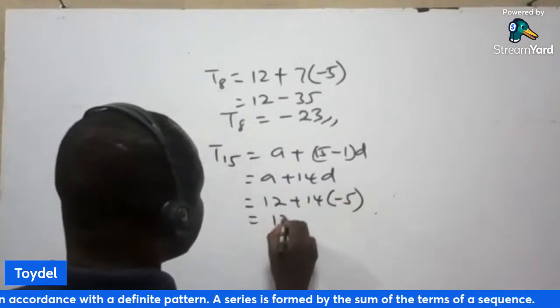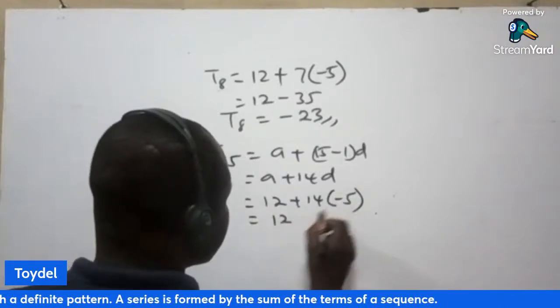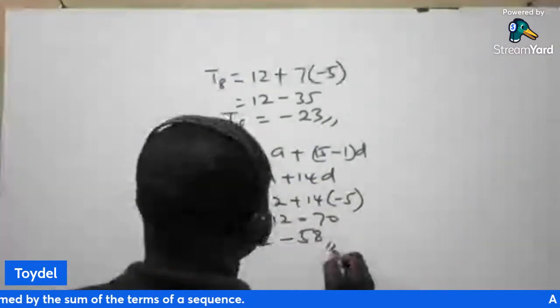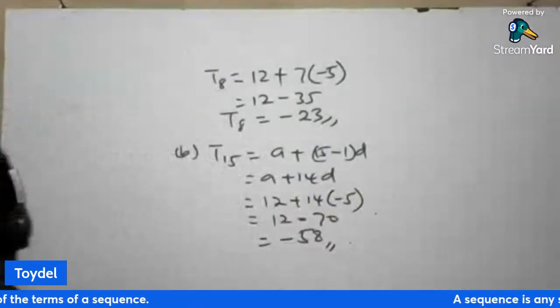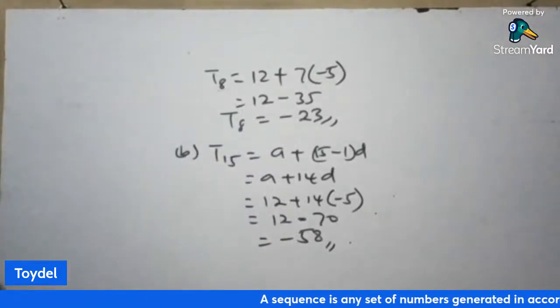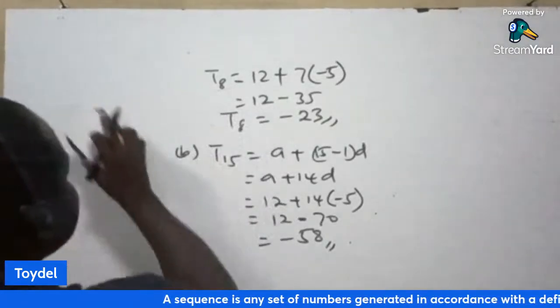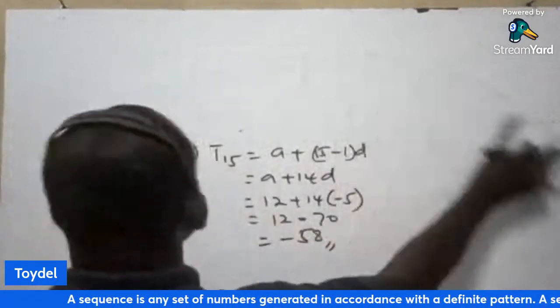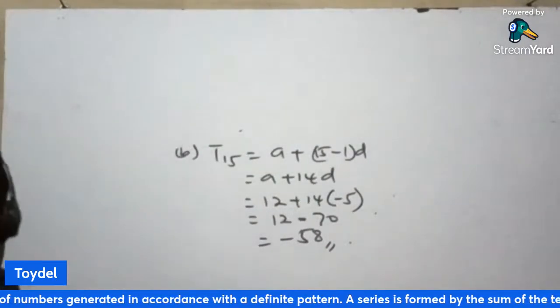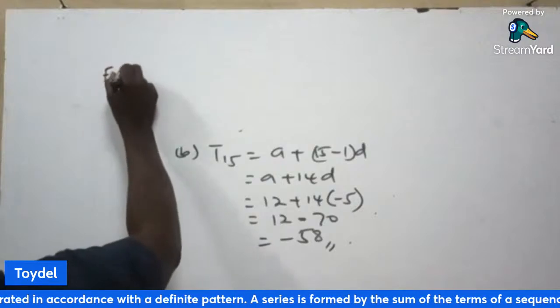So we are going to get 12 minus, times plus times minus is minus, then 70, that will be minus 58. So the 8th term is minus 23, while the 15th term is minus 58. So we take another example. Let's take another example before I go to exponential sequence or geometric progression. Let's take another example, example 2.